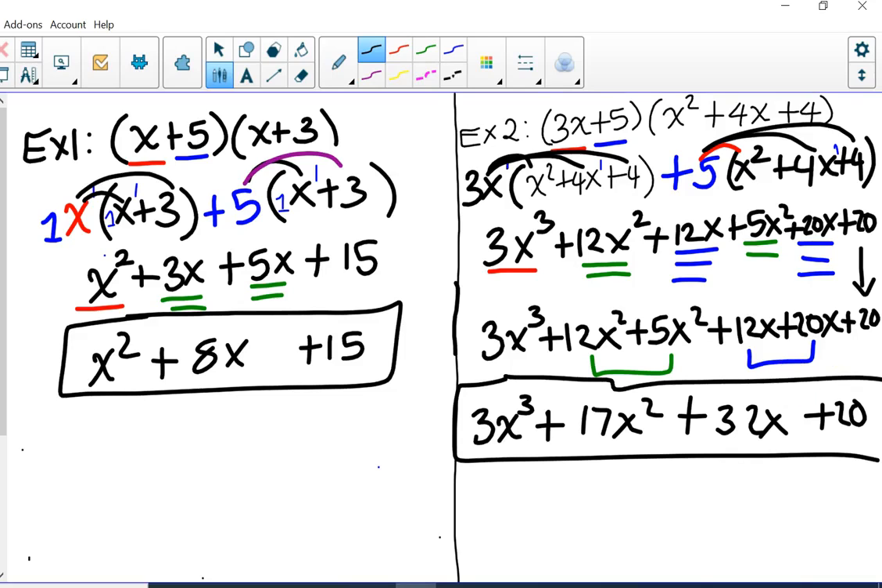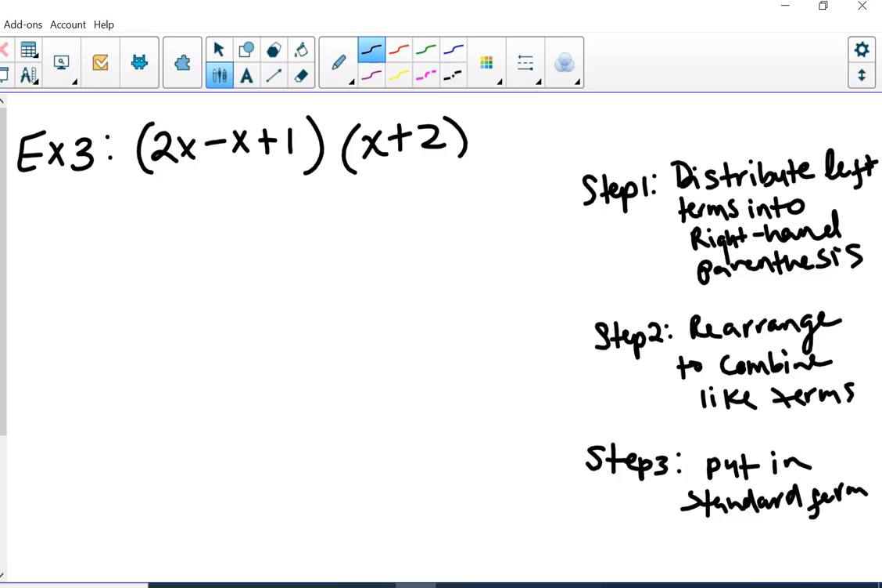Let's go ahead and go to the third example. So here we have example 3, which is 2x minus x plus 1 times x plus 2. I want you to go ahead and try it out. We'll pause the video right here for a couple of seconds. Try it out and try to do the first 2 steps.